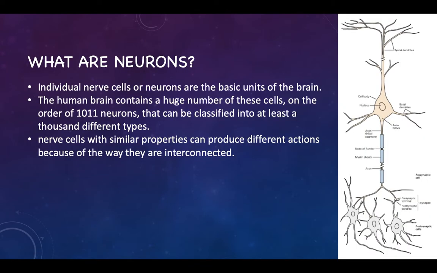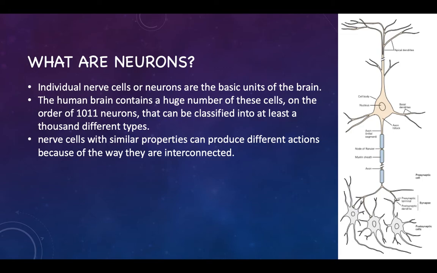So, what are neurons? These neurons are the basic units of the brain. They are what constitutes the brain and helps the brain to understand and cognize things. The human brain contains a huge number of cells, and there are 10^11 neurons that can be classified into at least 1000 different types. So, I'm sorry, this is 10 raised to 11 neurons. That's a huge number of neurons. And nerve cells with similar properties can produce different actions because of the way they're interconnected.